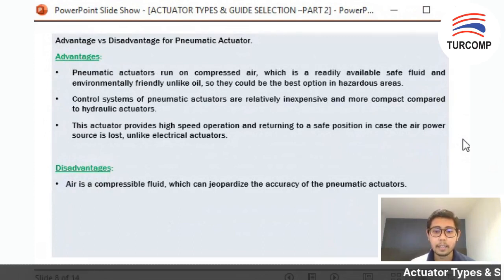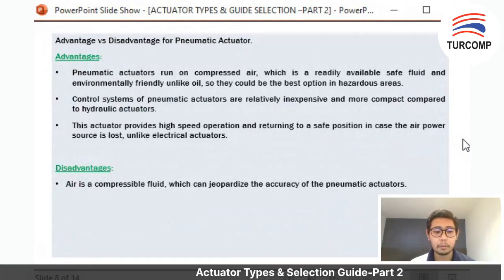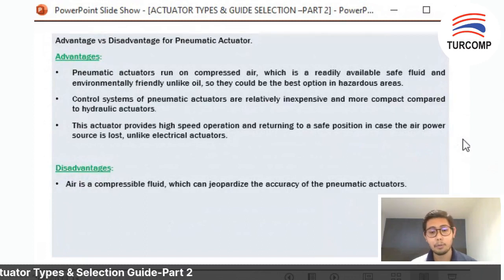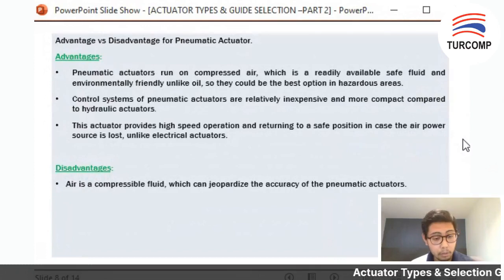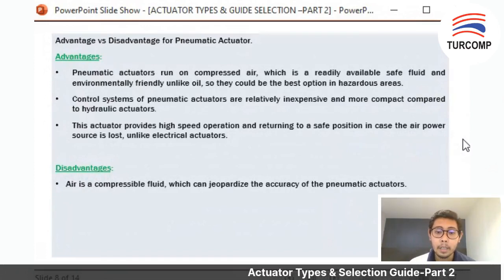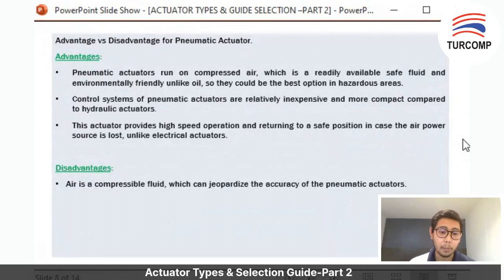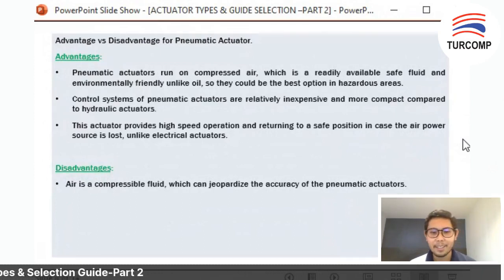unlike electrical actuator. So basically, in hydraulic actuator and also pneumatic actuator, we can have the fail-safe mode, either fail-safe open or fail-safe close. So it depends on the location and also on the application lah. Electrical actuator we don't have, but we have a solution for that. We will see this on the next slide.